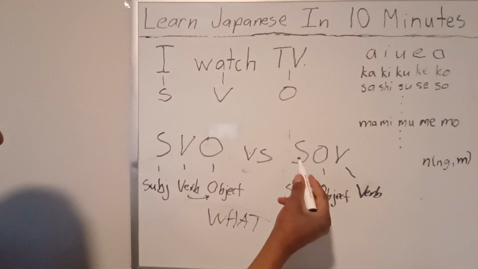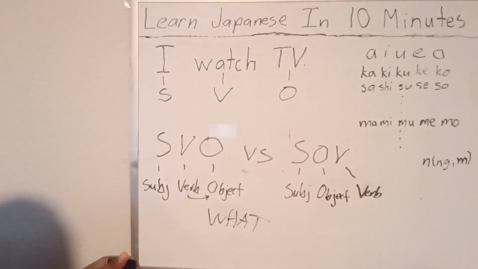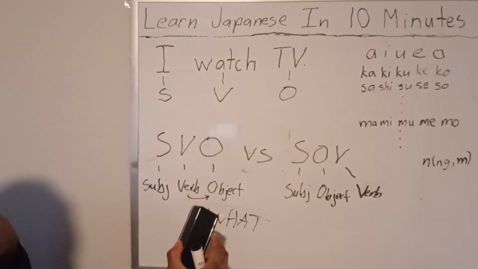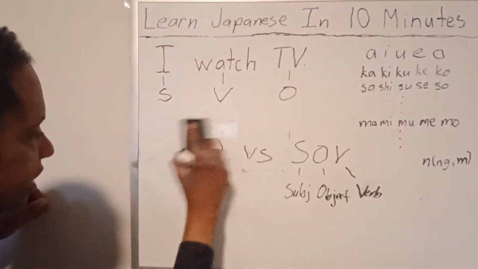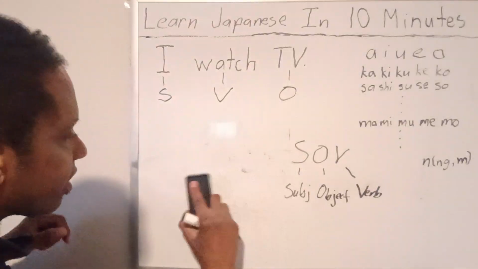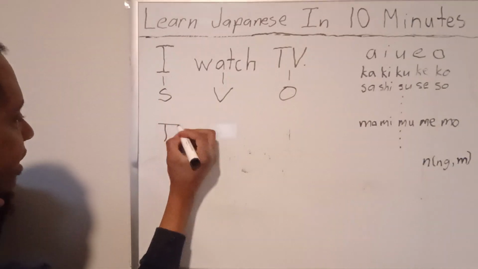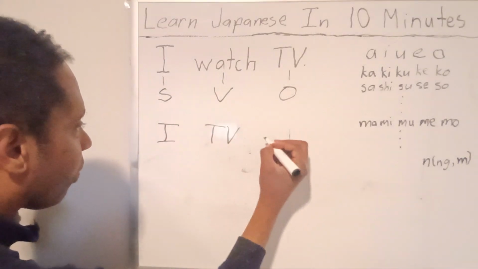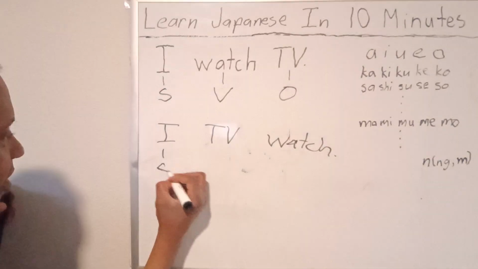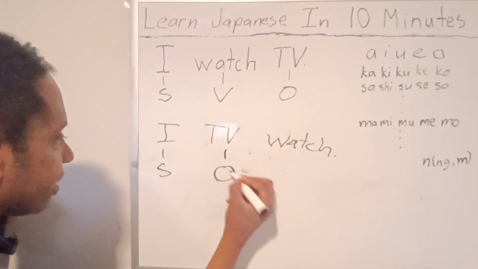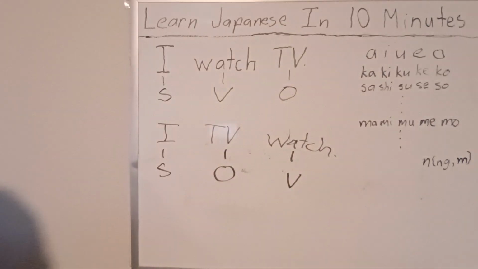Now Japanese is opposite, it's SOV: subject, object, verb. So instead of I watch TV, let's go ahead and erase this. You might want to write this down. Japanese say I TV watch. I is still the subject, TV is the object, and watch is still the verb, but it's in a different order. I TV watch.